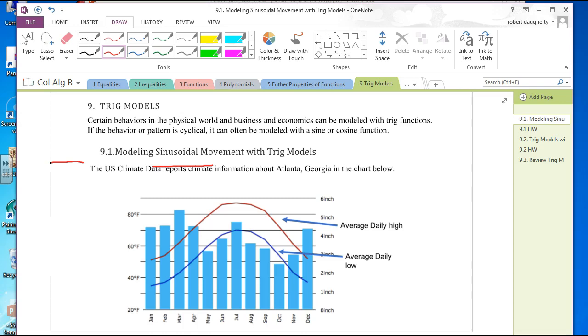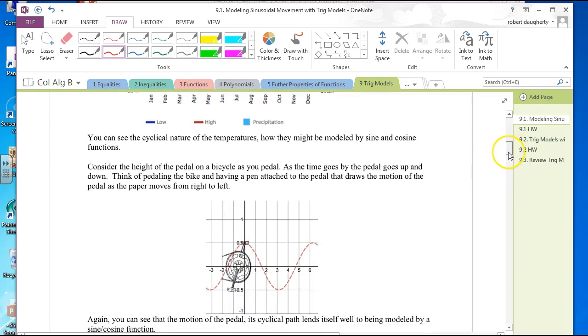Other things that are cyclical, the tide. When you think about the tide coming in and going out, those are things that run in cycles. So a lot of things can be modeled with trig graphs. Here's just an example of daily high, daily low. If you take the data, you really can't model it with a straight line, but you could model it with something that has a curve or a cyclical nature to it. So we're going to do a few examples of word problems, applications that do that.